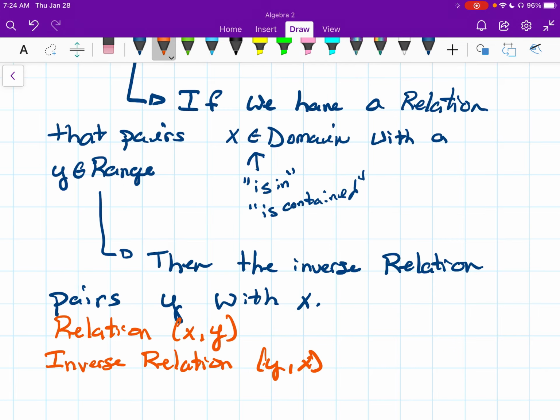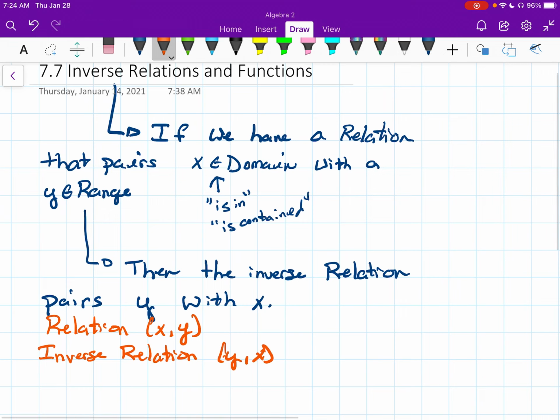You normally think about independent and dependent variables. The independent and the dependent variables would swap spots. So that's what an inverse relation is, and then we'll make it more specific to inverse functions later on.